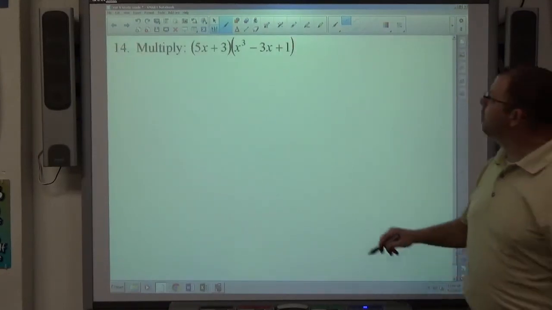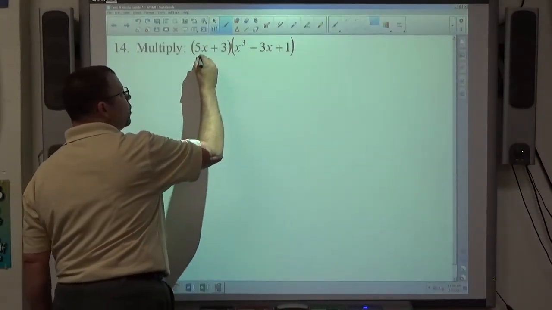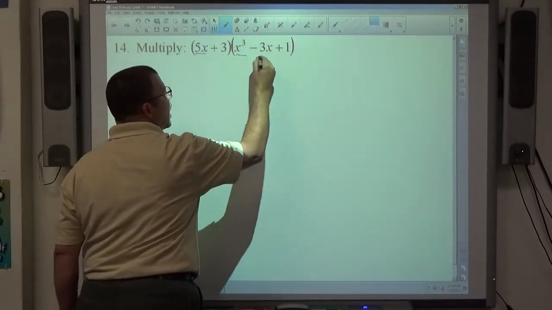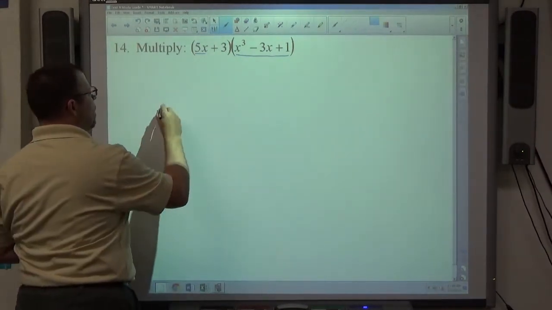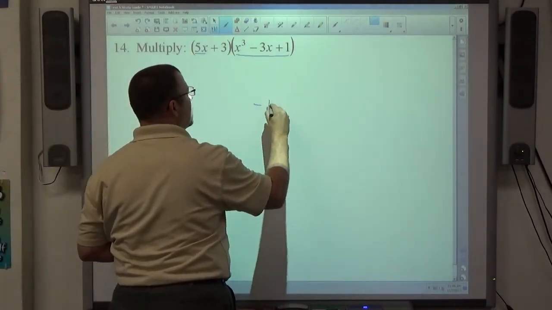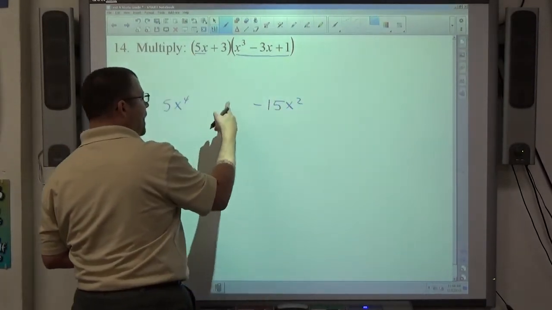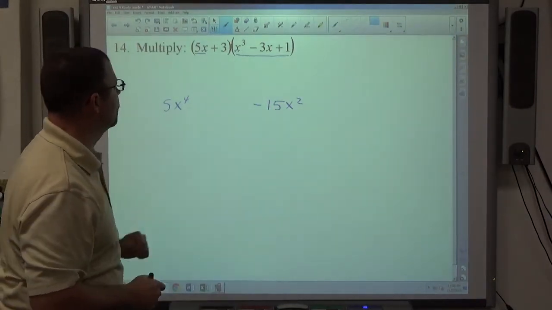Number 14, multiply. We're doing a binomial times a trinomial. And to do this, I simply multiply this times this entire expansion here. So 5x times x cubed makes 5x to the 4th. 5x times negative 3x makes negative 15x squared. Notice I left a gap because x cubed got skipped. Just in case x cubed shows up, I'm allowing space for it.